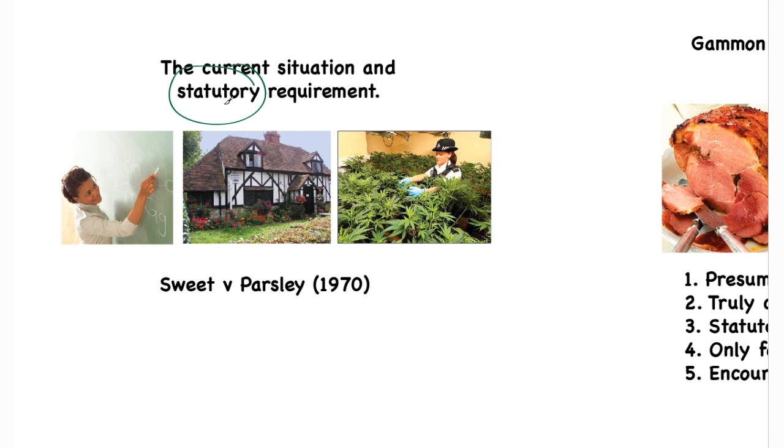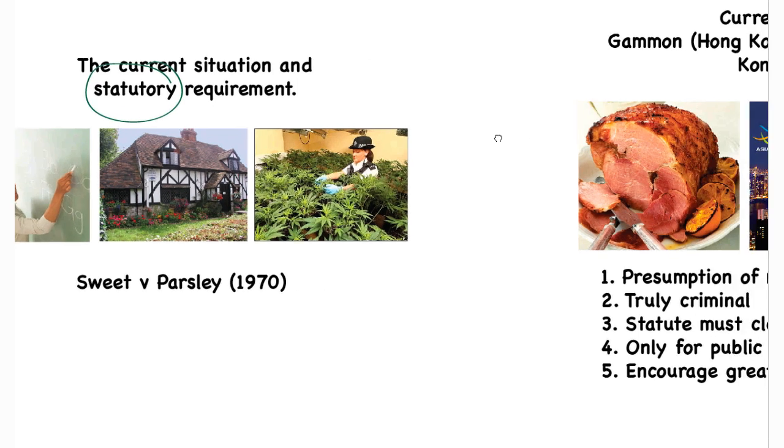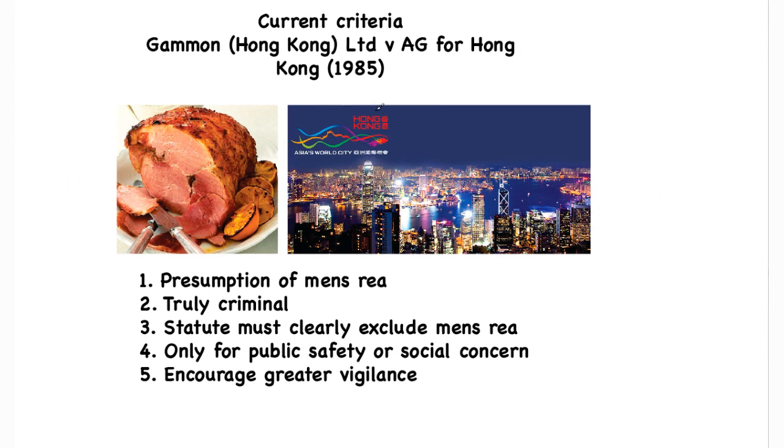So the starting point for us as of 1970 is that the statute has to say that it is an offence of strict liability. What happens then is that there is a later case in 1985 which helps us to look at the criteria to decide whether or not a crime can be one of strict liability. So it builds on Sweet versus Parsley. And of course this is a Hong Kong case, so it's a case done in the Privy Council. It isn't binding in this country, but it gives us some very clear guidance. It's Gammon Hong Kong Limited versus the Attorney General for Hong Kong, 1985.